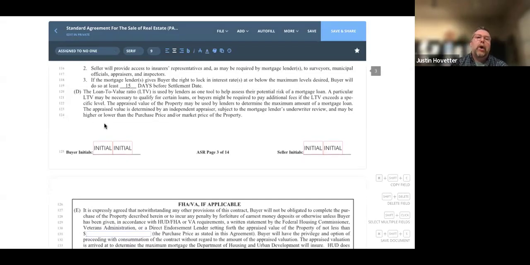So loan to value ratio is used by lenders as one tool to help assess their potential risk of a mortgage loan. A particular loan to value may be necessary to qualify for certain loans, or buyers might be required to pay additional fees if the loan to value exceeds a specific level. They go into the detail of explaining this because it's mentioned elsewhere, right?